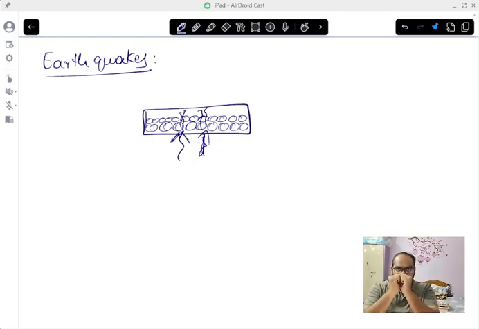When these rocks move apart and shake the part of the earth up to where the waves can travel, that part of the earth shakes, so it is called an earthquake. It makes sense to you, right? Due to release of energy. And this is the first one.